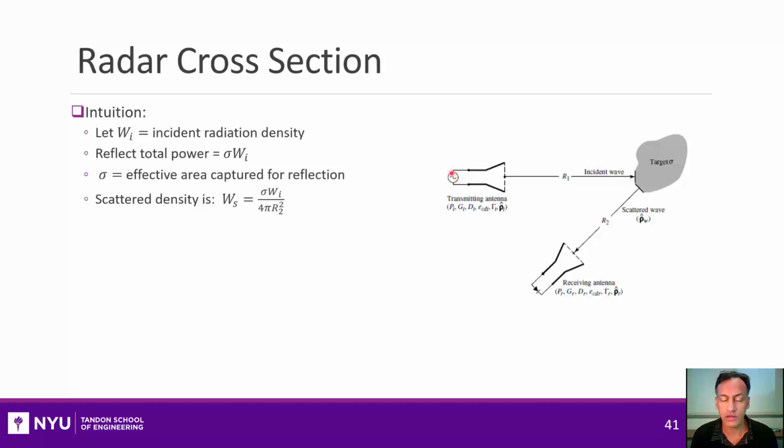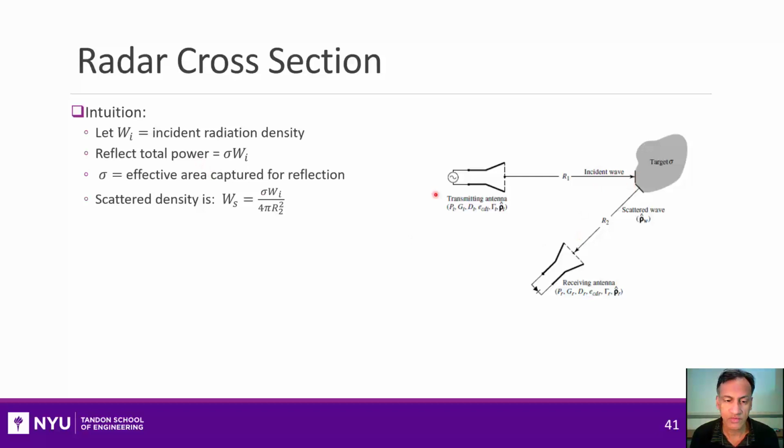So in the radar cross-section, what we have is, imagine there's a transmitting radar antenna. It sends an incident wave and it hits a target, and then you have a receiving antenna, which could be the same as the transmit, or it could be spatially at a different location. So to analyze this, let's just say Wi is the incident radiation density. So remember that the radiation density will be just the power per unit area. And let's say somehow that the total reflected power then will be some kind of sigma times the incident radiation density, where sigma represents kind of the effective area captured by that reflection.